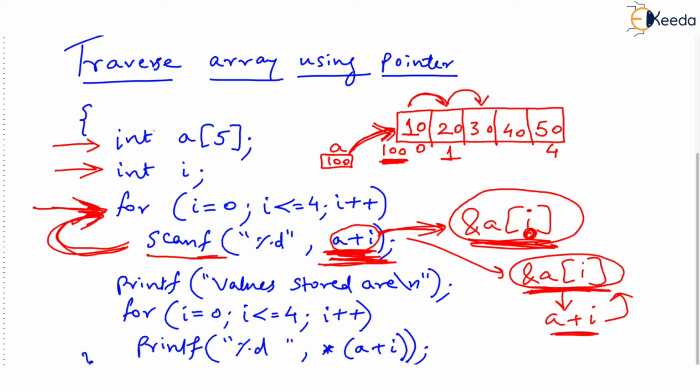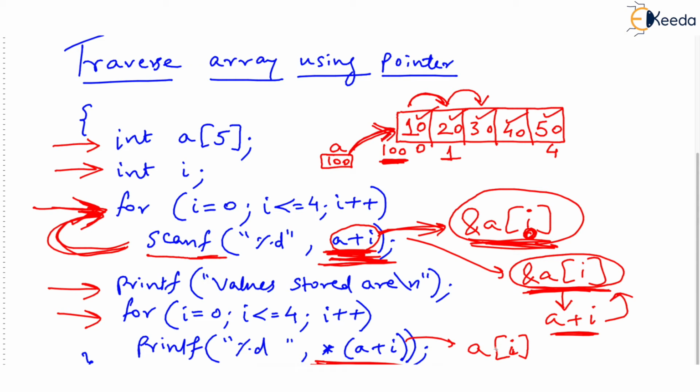Now, how do you print all these values? Imagine these values are scanned. So the for loop ends and you want to print all these values. Check the next part of the program where we have displayed printf, values stored in the array are, and then we are again starting a for loop. But note what we are printing. We are printing *(A plus I). But just remember, this *(A plus I) is the same as A[I]. It is not the same as &A[I].